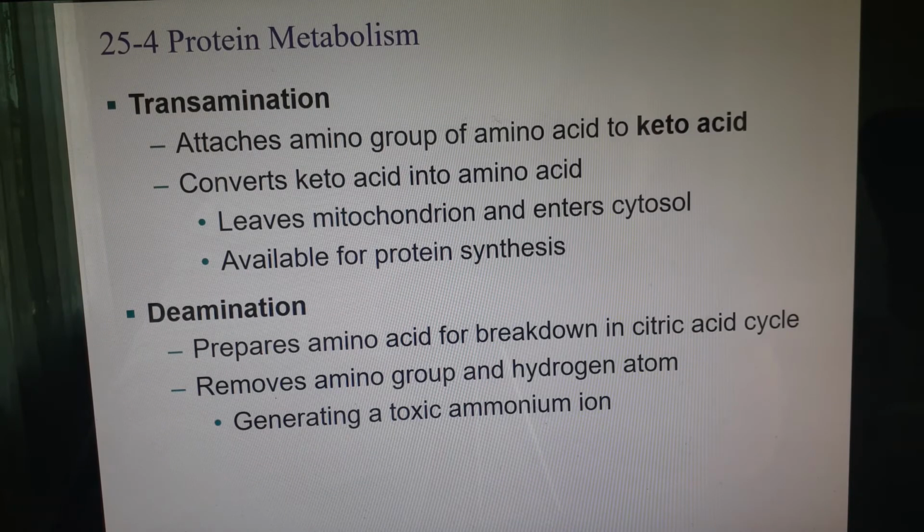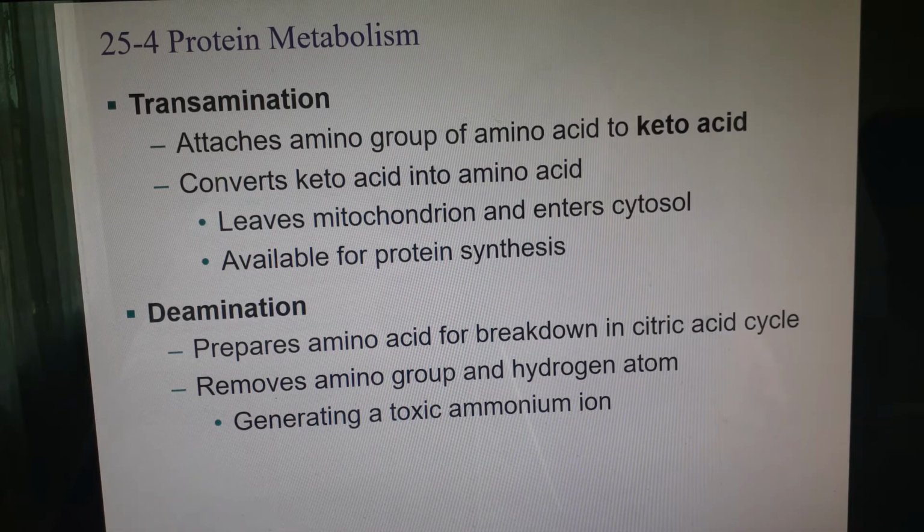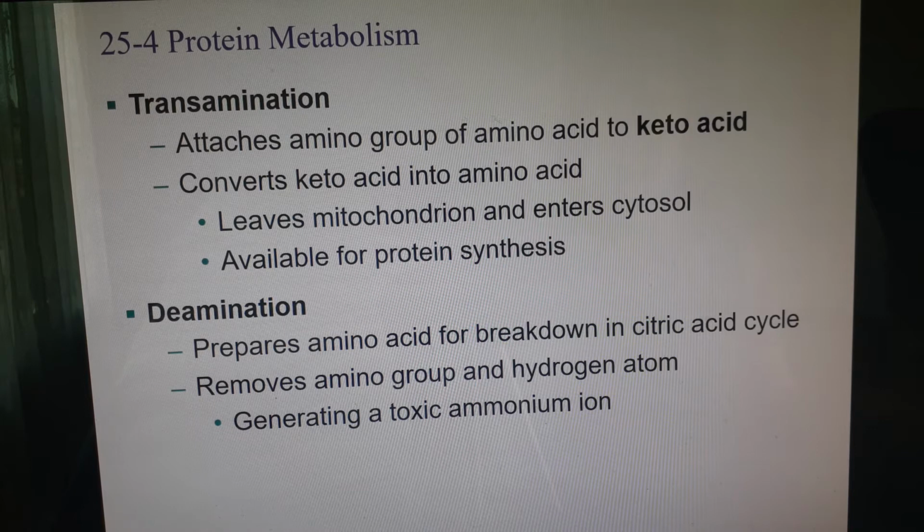So transamination takes the amino group off an amino acid and sticks it on a keto acid and converts that keto acid into a different amino acid. That different amino acid can leave the mitochondrion and go into the cytosol, and then it can be used to build proteins. In deamination, we're going to rip the amino group off, and what we're going to be left with is a side chain made of carbons that we can use for the citric acid cycle, but that amino group we pulled off has a toxic ammonium ion in it.